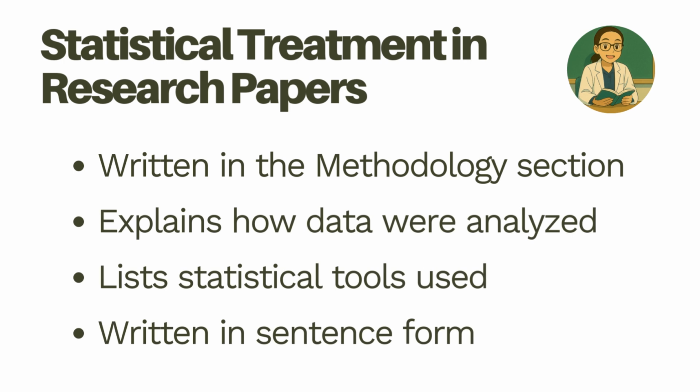For example, the researcher may state that frequencies and percentages were used to describe the respondents, while inferential statistics were used to test differences or relationships. Writing the statistical treatment clearly helps readers understand how the results were obtained and ensures transparency in the research process.